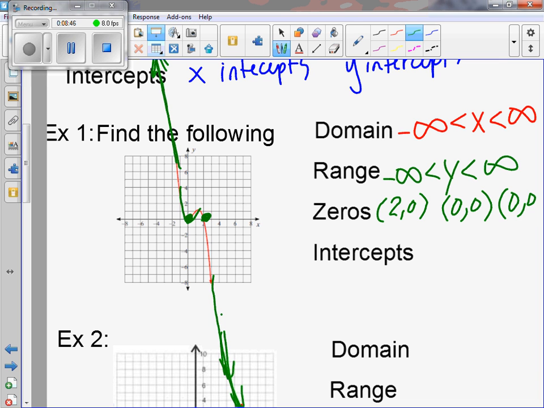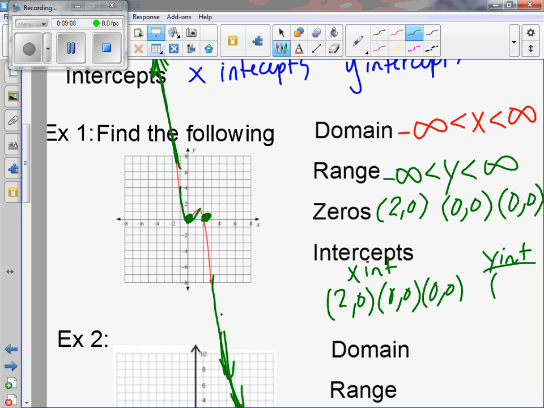Intercepts. X-intercepts, those are just the same as zeros. 2, 0, 0, 0. Another 0, 0. And then the y-intercept just so happens, in this case, to be the same as the x-intercept. That's just at 0, 0. Or you could just say 0.